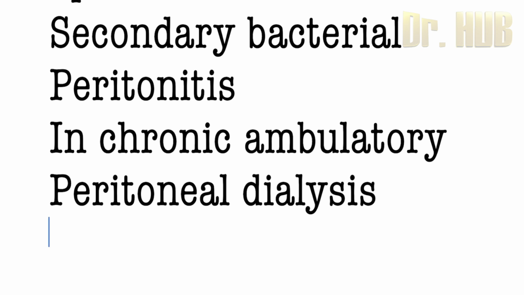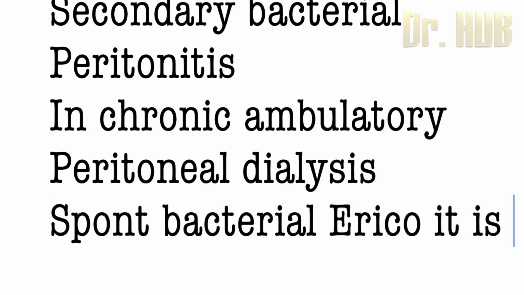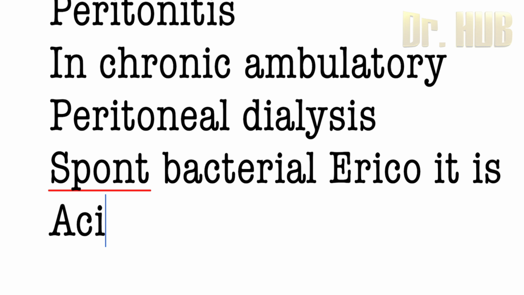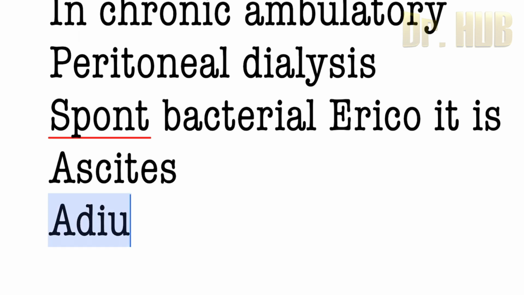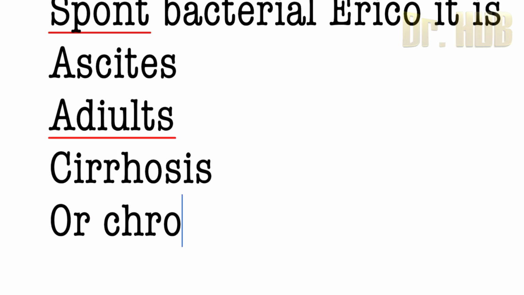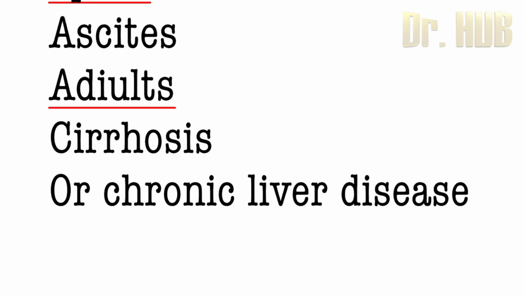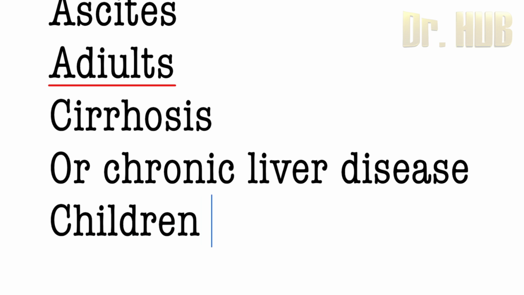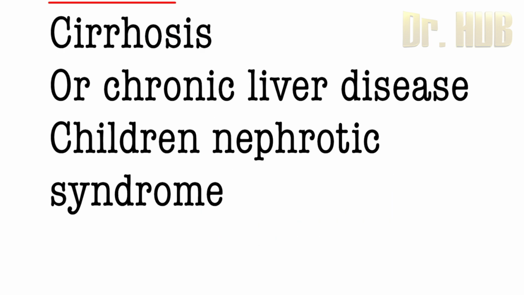Now let's look into spontaneous bacterial peritonitis. Here it occurs with ascites. This is important to note. The most common cause in adults is cirrhosis or chronic liver disease. The most common cause in children is nephrotic syndrome.